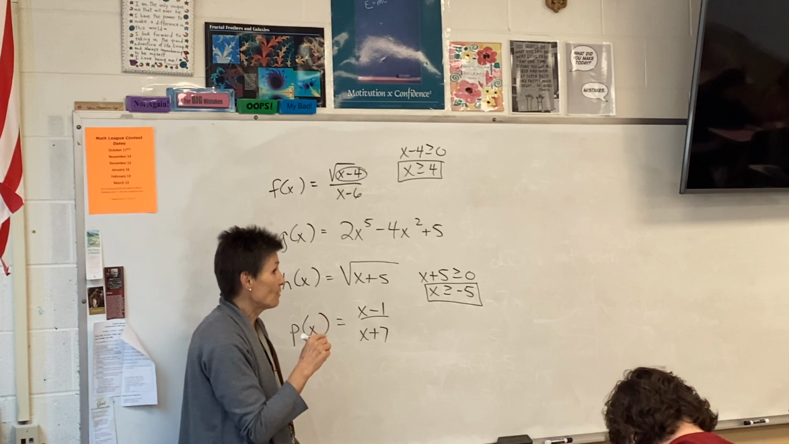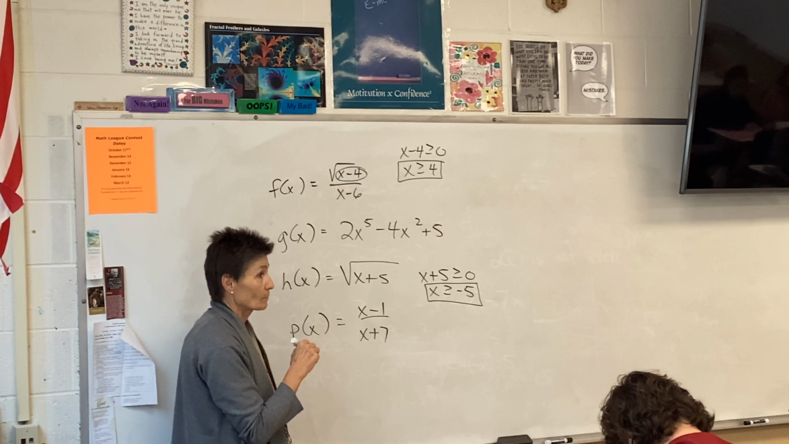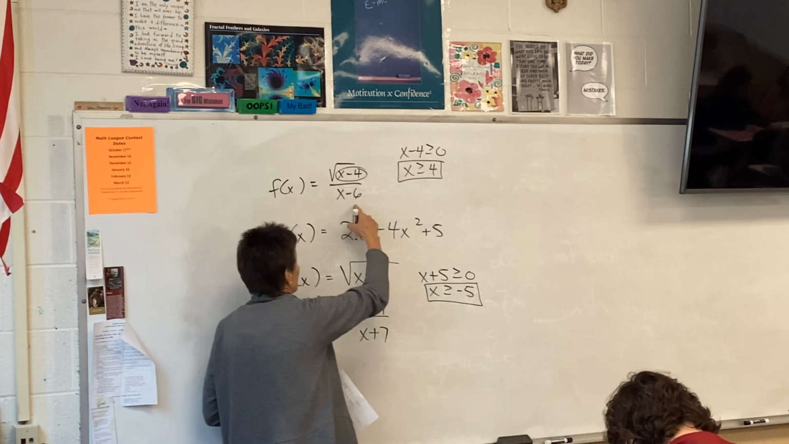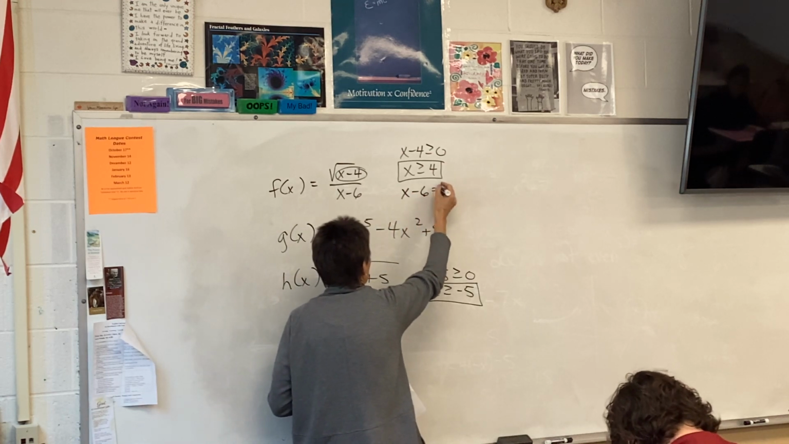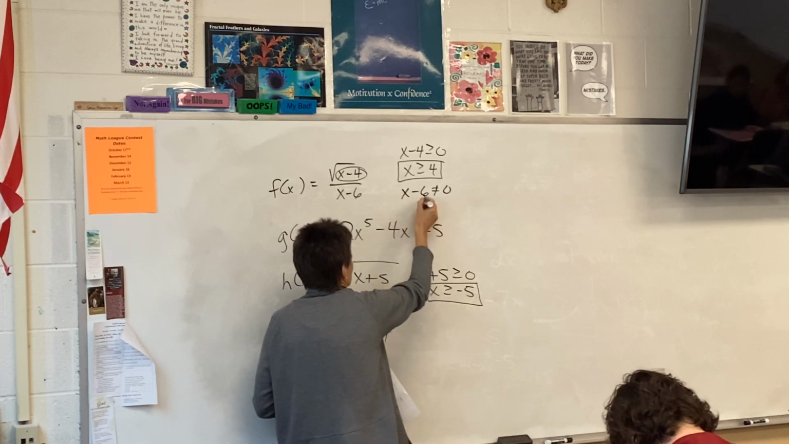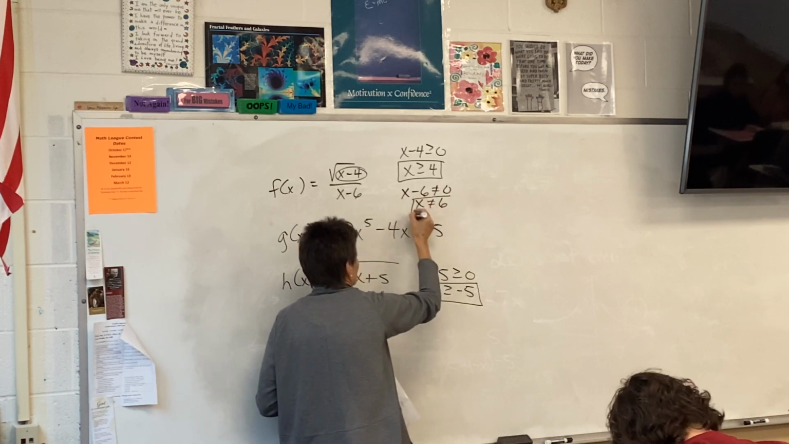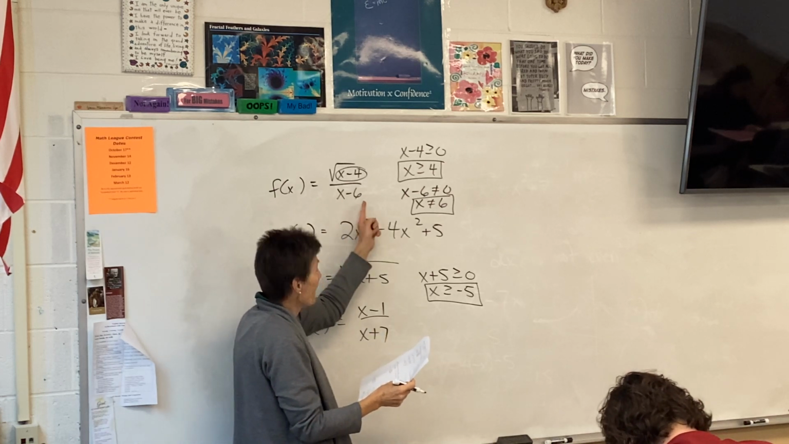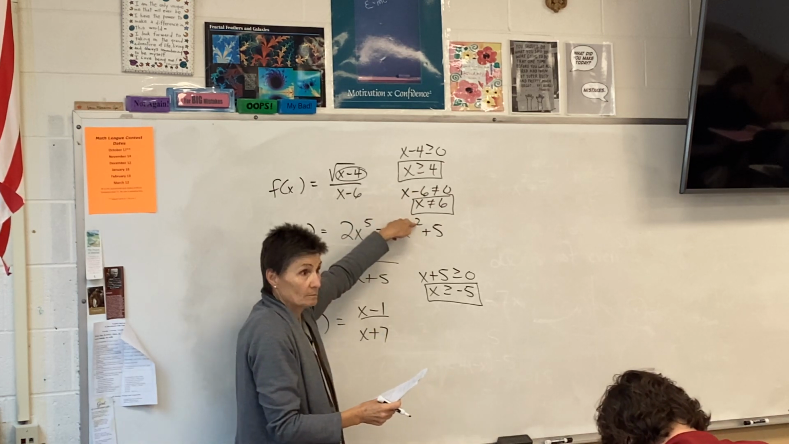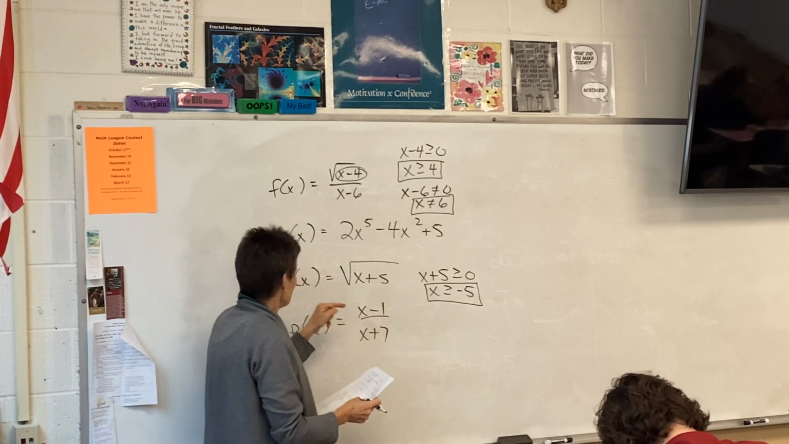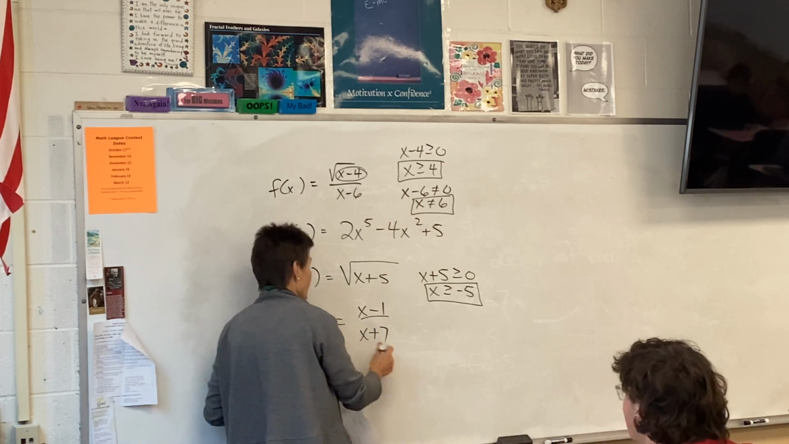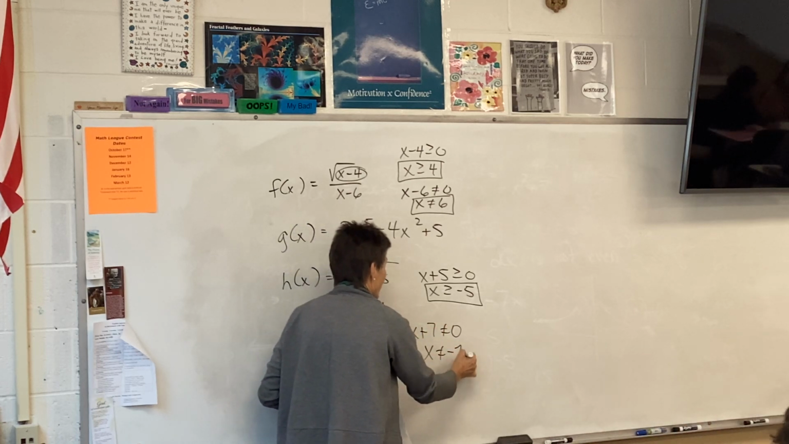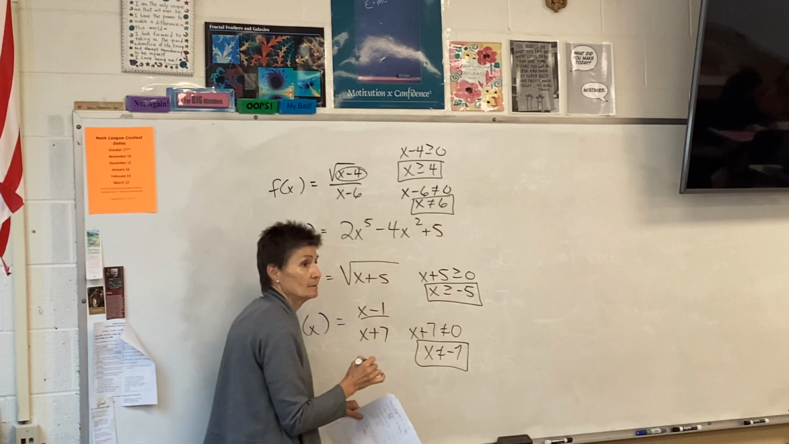Now, what's the other rule? Denominator. So, denominator cannot be 0, so x cannot be 6. So, problem 1, or problem A, has 2 parts. Alright. Oh, this one has a denominator, so x plus 7 cannot be 0. So x can't be negative 7.